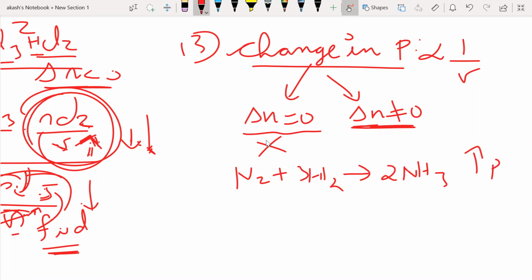Forward or backward? Yes, forward, right? Because you see there is 2 here and there is 1 plus 3, 4 here. So definitely the lesser stoichiometric coefficient is 2. So it will move in the forward direction. Okay, easy, right? Now, change in volume is okay. Change in pressure is okay.